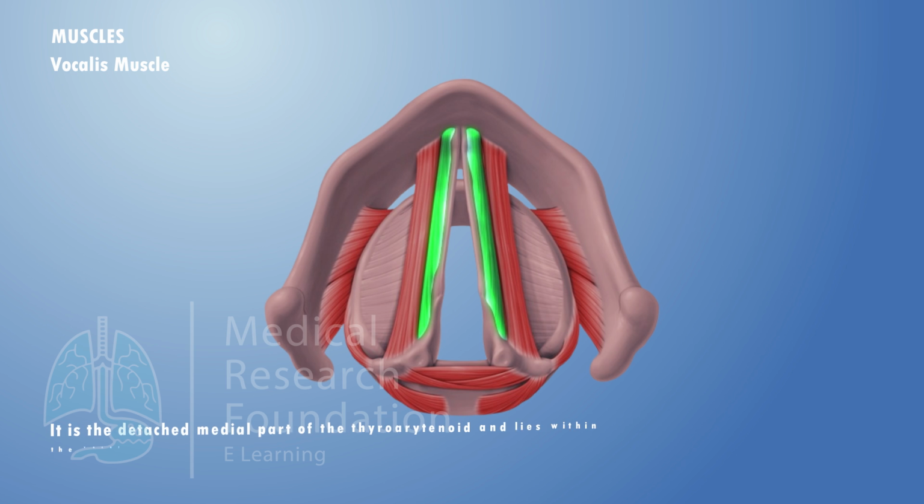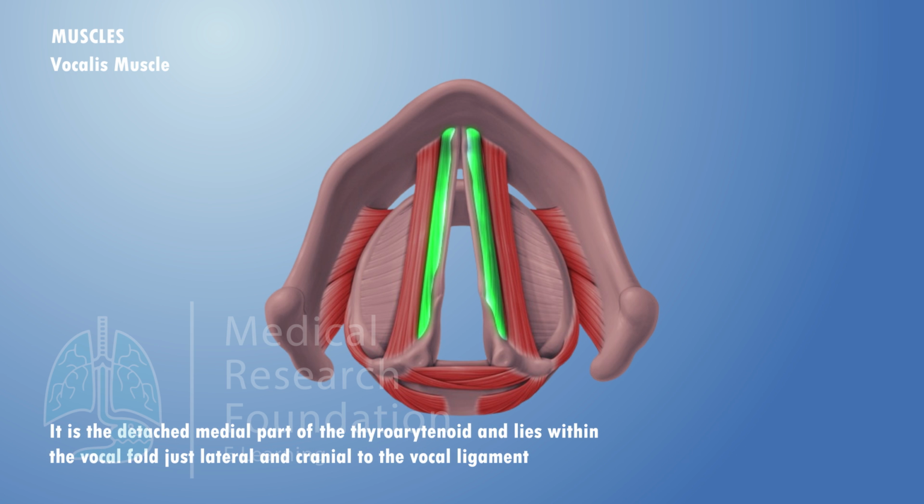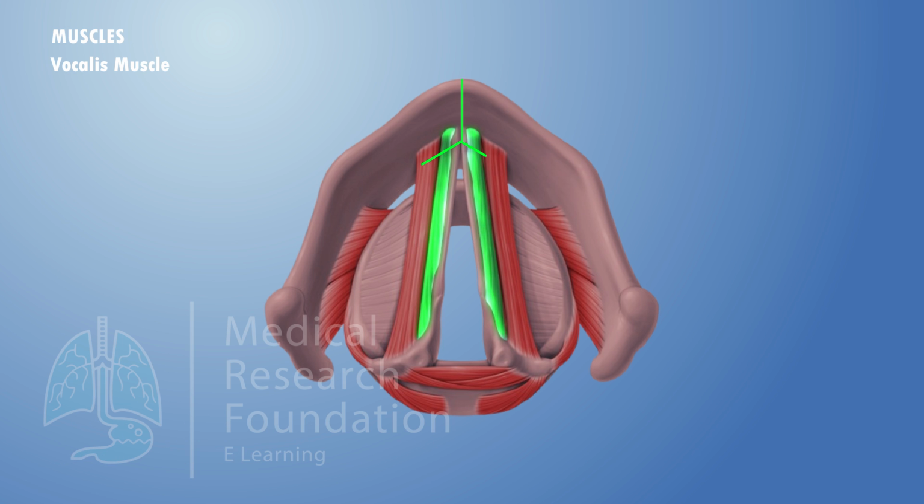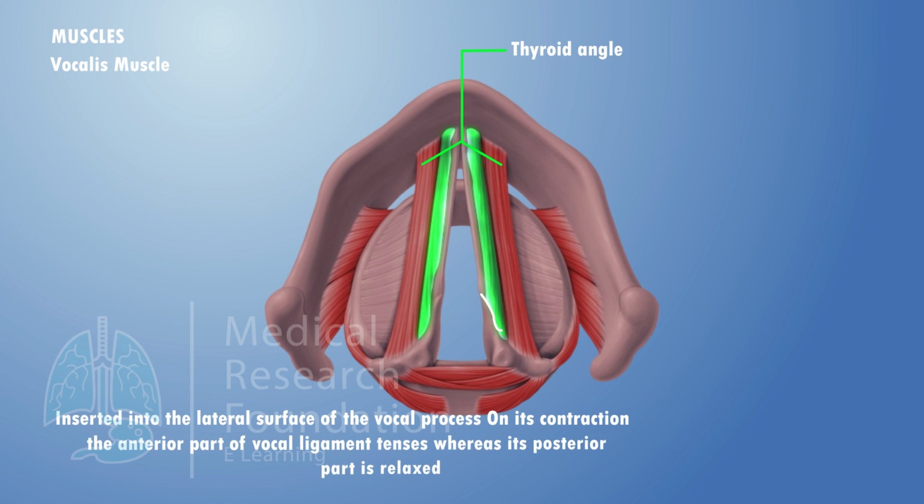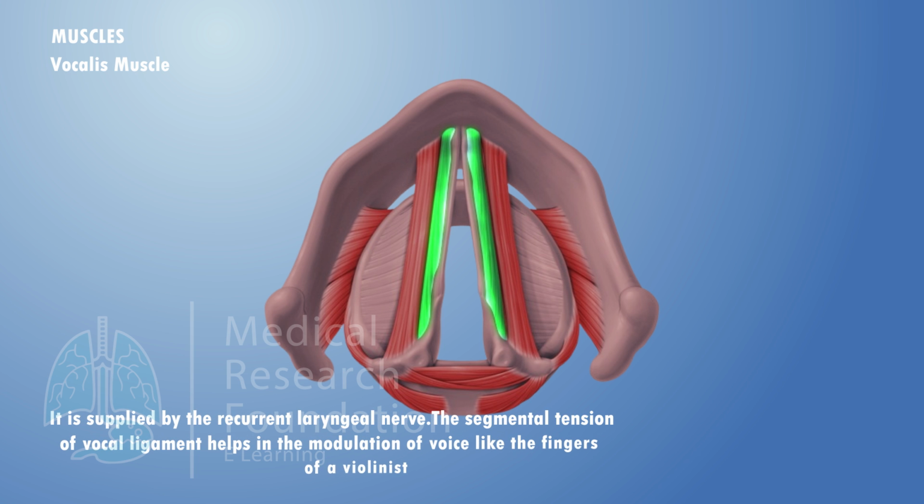Vocalis muscle. It is the detached medial part of the thyroarytenoid and lies within the vocal fold, just lateral and cranial to the vocal ligament. It arises from the thyroid angle and anterior part of vocal ligament and is inserted into the lateral surface of the vocal process. On its contraction, the anterior part of vocal ligament tenses, whereas its posterior part is relaxed. It is supplied by the recurrent laryngeal nerve. The segmental tension of vocal ligament helps in the modulation of voice, like the fingers of a violinist.